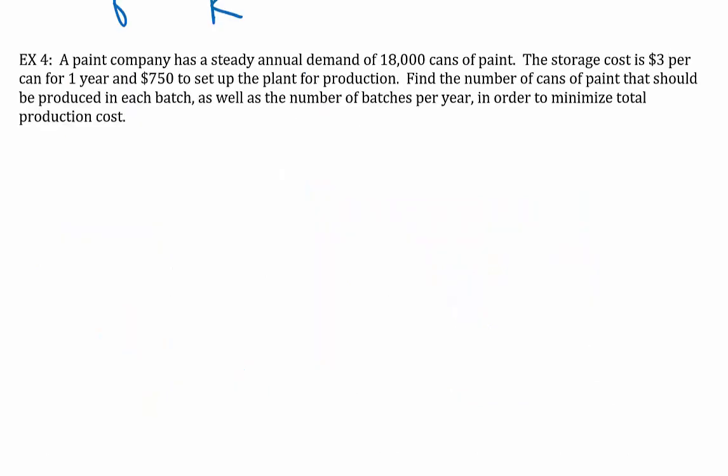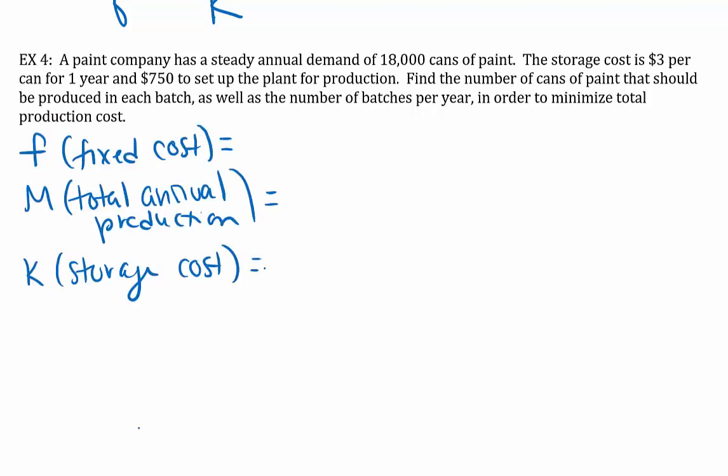All right, so let's do an example. First thing we're going to have to do is pull out the important variables in this problem. A paint company has a steady annual demand of 18,000 cans of paint. That needs to be my total annual production. My M is 18,000. The storage cost is $3 per can, so K is 3. And it costs $7.50 to set up the plant for production. That's my fixed cost. Every time I produce, I have to spend $7.50. Find the number of cans of paint that should be produced in each batch, as well as the number of batches per year in order to minimize the total production cost.